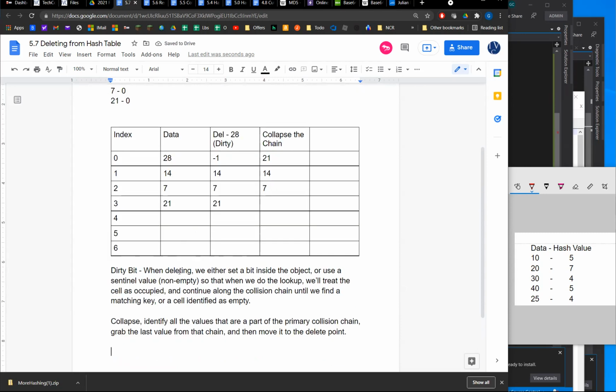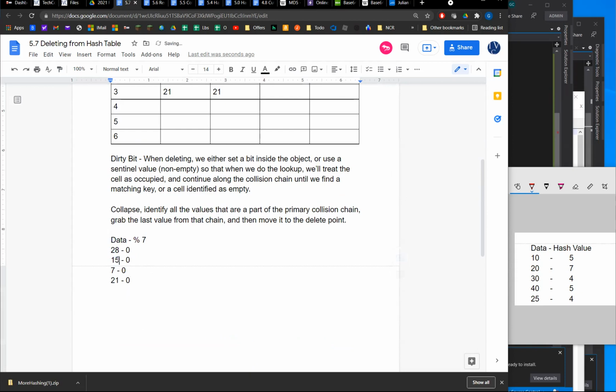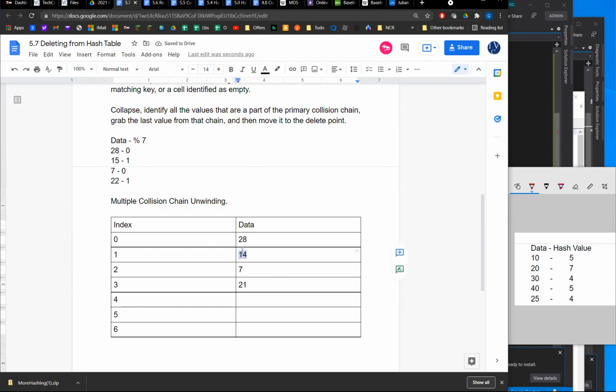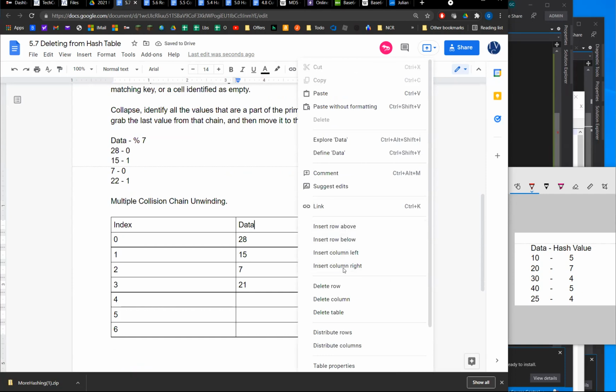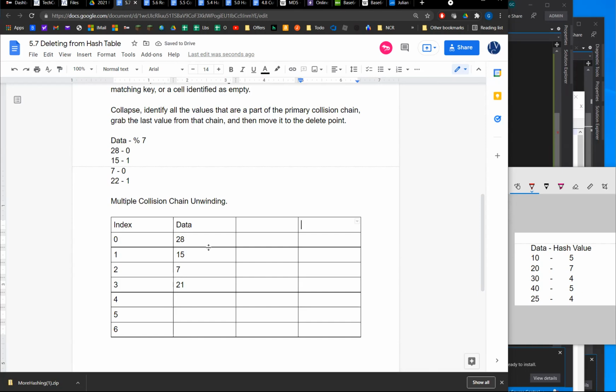All right, so let's do a little more complicated scenario here when we have a bunch of other values getting in the way. So we have to be careful that we're pulling the correct pieces from the puzzle here. And let's make this 22, because there's multiple chain unwinding. So we have 28 went to 0. We got 15 at index 1. And let's get some columns here. 7 went to 0, but it was occupied. Occupied ends up here. And 22 went to 1. It's occupied. Occupied ends up here.